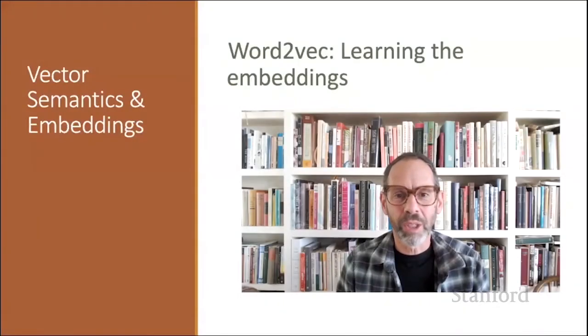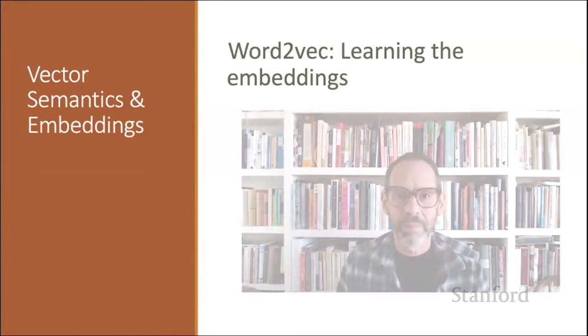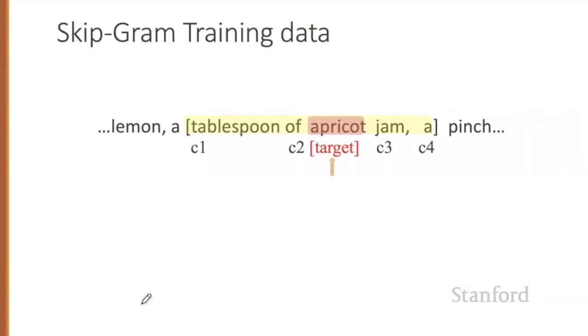Let's see how Word2vec uses sigmoids and gradient descent to learn embeddings. Skipgram learns embeddings by starting with random embedding vectors and then iteratively shifting the embedding of each word W to be more like the embeddings of words that occur nearby in texts and less like the embeddings of words that don't occur nearby. Let's start by considering a single piece of training data.